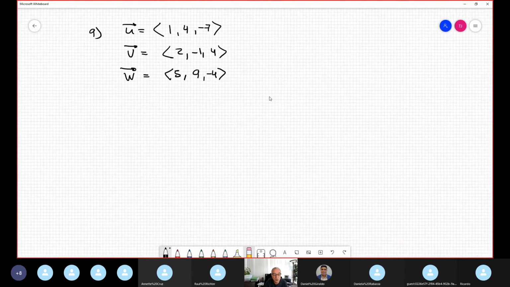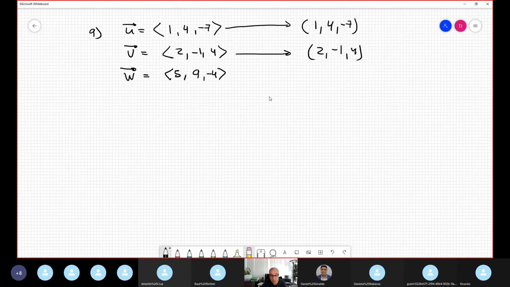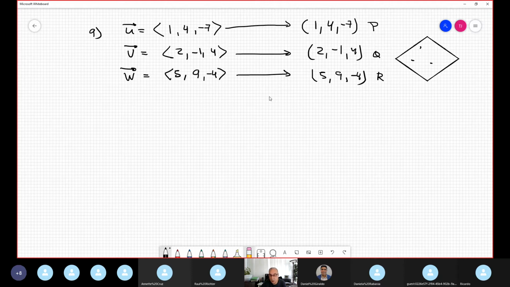Now they want to prove somehow that these 3 vectors, or actually you interpret this like a point, 1, 4, -7, no? And so on. This is another point, 2, -1, 4. The only thing you should do is change the angular brackets to parentheses, and this is the interpretation as a point, called point P, Q, R. 5, 9, -4. So, I want to prove that these points in 3 dimensions are coplanar or not. Coplanar means they belong to the same plane.